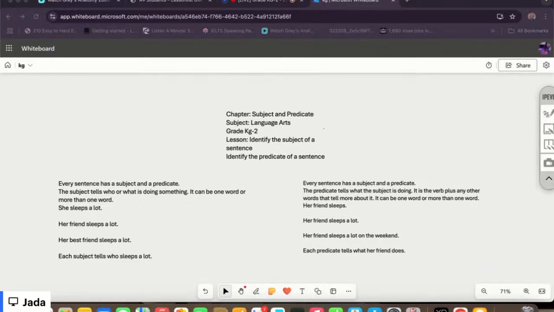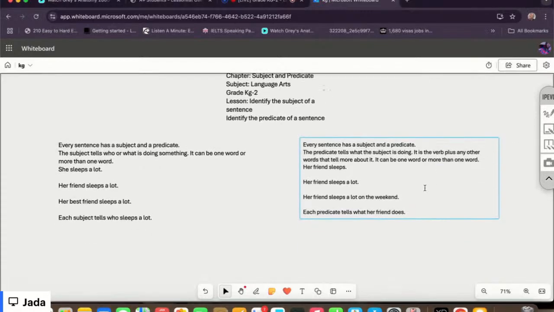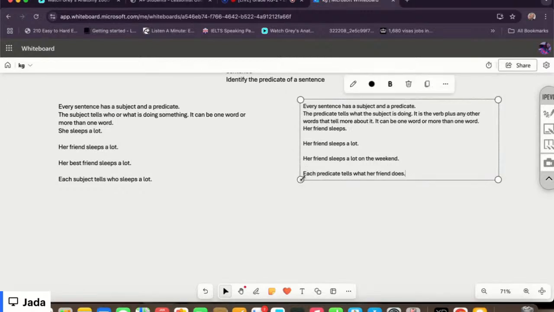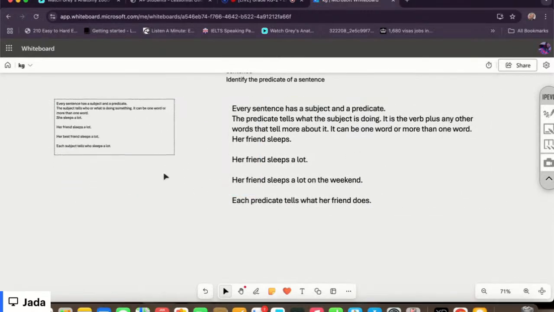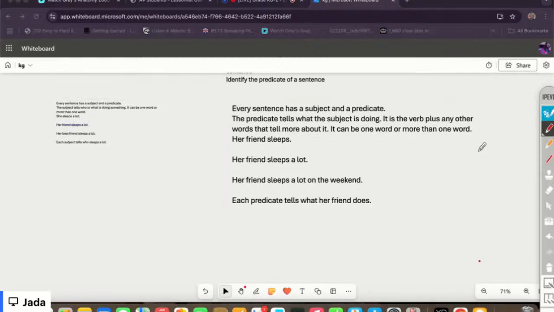So, moving on, we will go on to the predicates, okay? So, we'll move on to this one, the predicates. Now, any sentence that has a subject would definitely have a predicate. So now you could say, oh, what is the predicate? The predicate tells what the subject is doing.